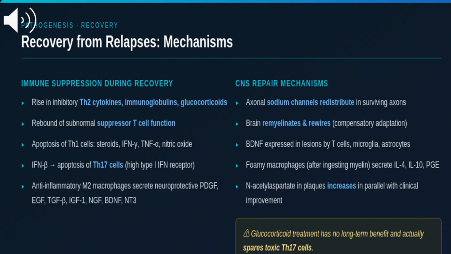The brain simultaneously remyelinates and undergoes functional reorganization, evidence visible on functional MRI as the cortical activation maps change in response to damage. An important caveat: glucocorticoid treatment, while speeding clinical recovery, has no long-term benefit on disability and actually spares a particularly toxic population of Th17 cells that simultaneously secrete IFN-gamma, IL-17, TNF, and GM-CSF. Clinicians should be careful not to overuse steroids based on the misconception that they alter the underlying disease course.